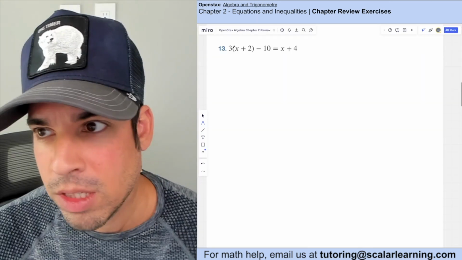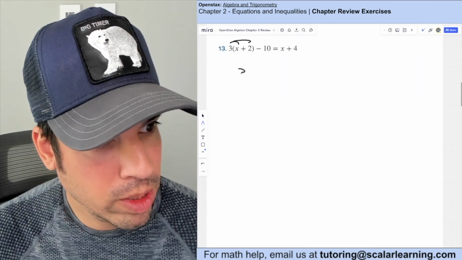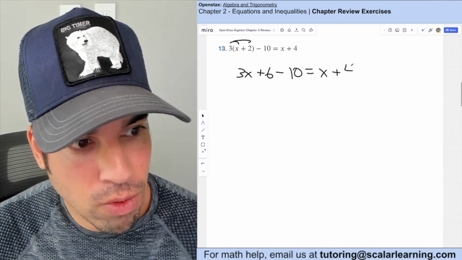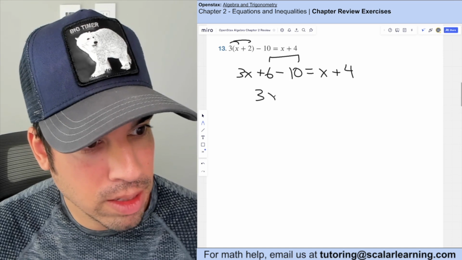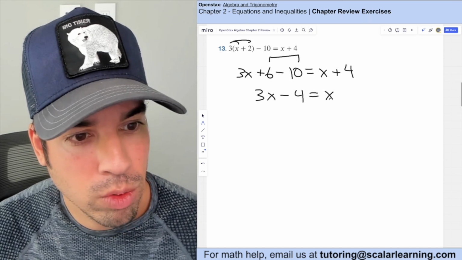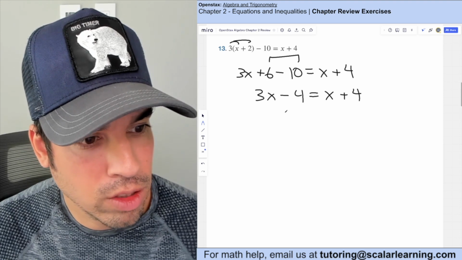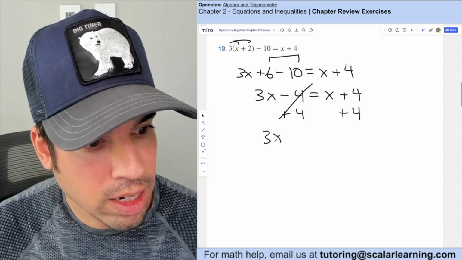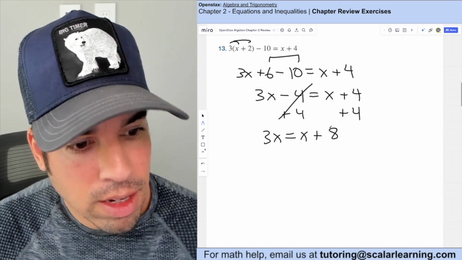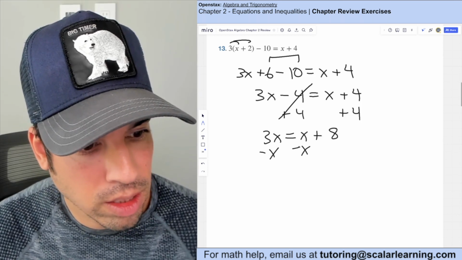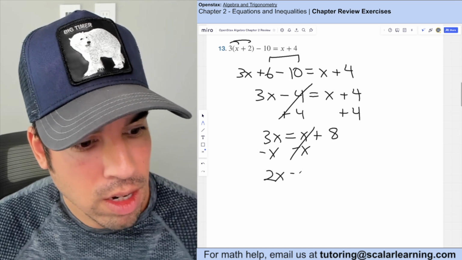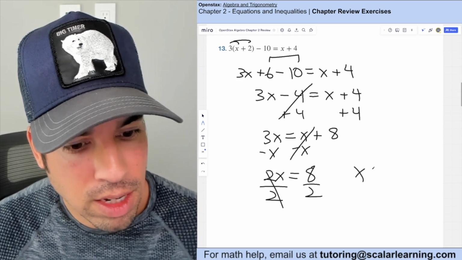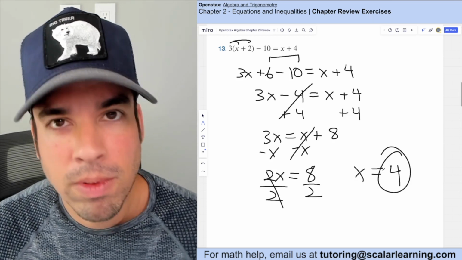Here we're simply solving for x, so I'm going to start by distributing. We got 3x plus 6 minus 10 equals x plus 4. Then we're going to combine like terms. 6 minus 10 is -4 equals x plus 4. Then I'm going to isolate, so I'm going to add 4 to both sides first to get the numbers together. And then we got 3x equals x plus 8. Then I'm going to subtract x from both sides like so. 3x minus x is 2x equals 8. Last but not least, we're going to divide by 2, boom, and we get x equals 4, boom, done.